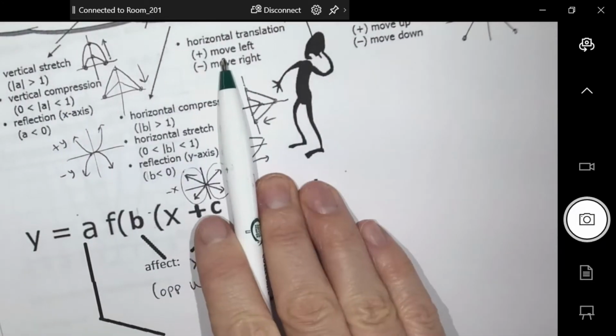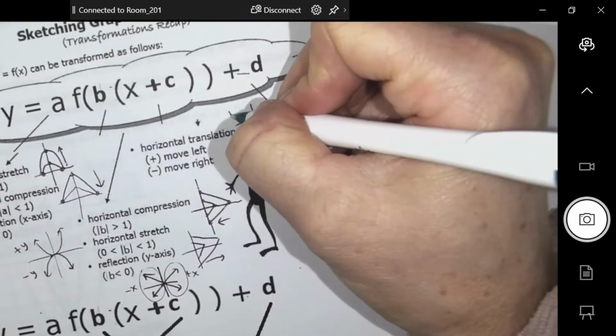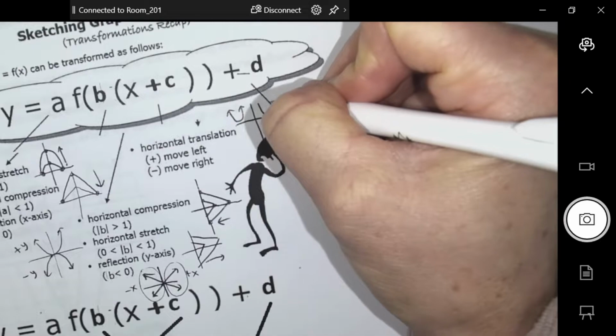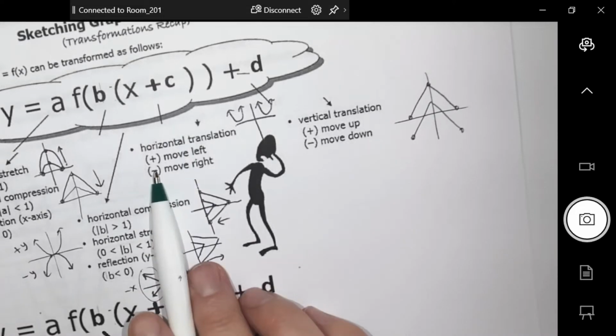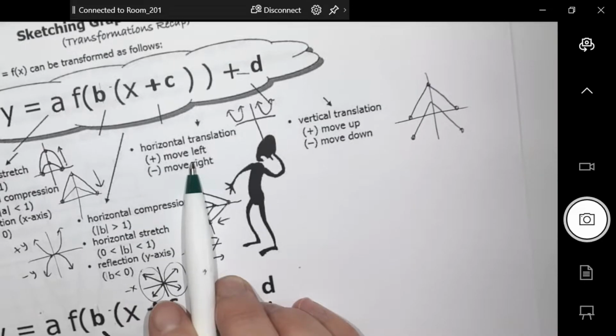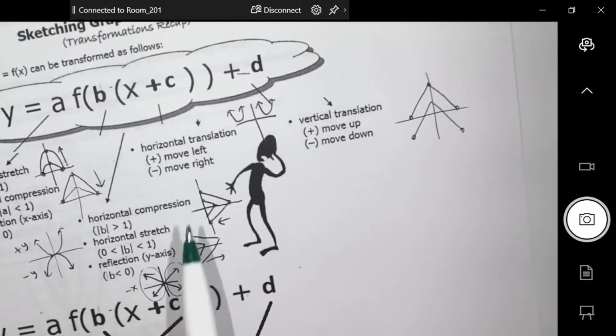And then this is a horizontal translation for C. So you can be moving things left and right. That's how that would move. And it's opposite. So do you see how I listed here? If you see a plus, you actually move something left. If you see a subtract, you actually move something right.